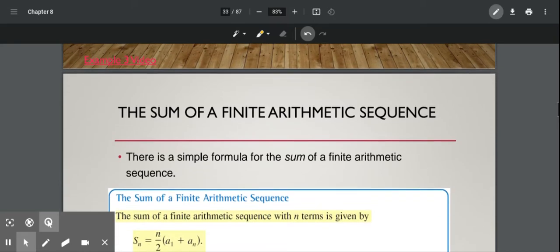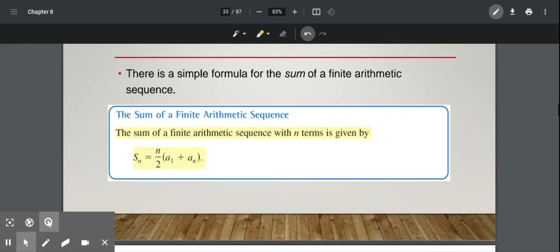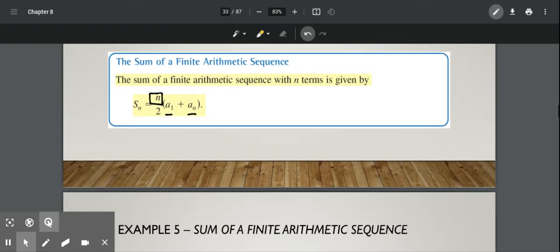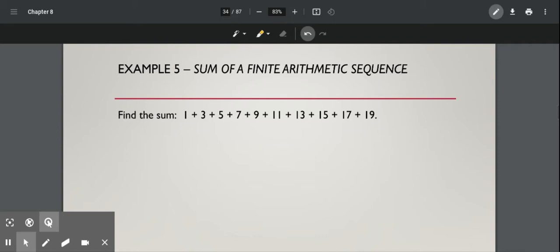So if we want to find the sum of a finite arithmetic sequence, we're going to use the formula n over 2, where n is the number of terms we're adding. So if we wanted to add the first 4 terms, n would be 4. a sub 1 is your first term, and a sub n is the value of whatever that last term is that we're adding.